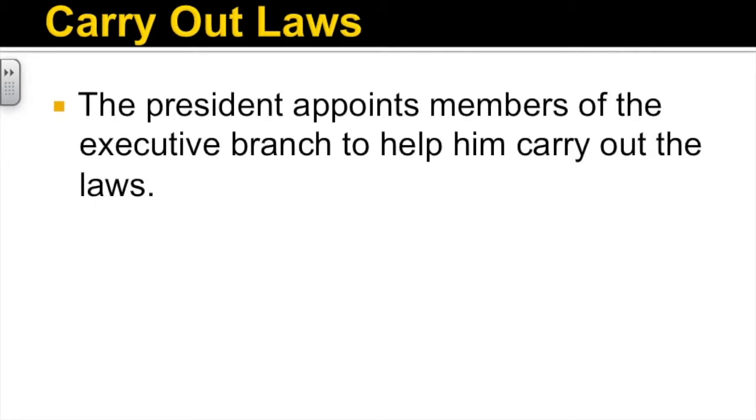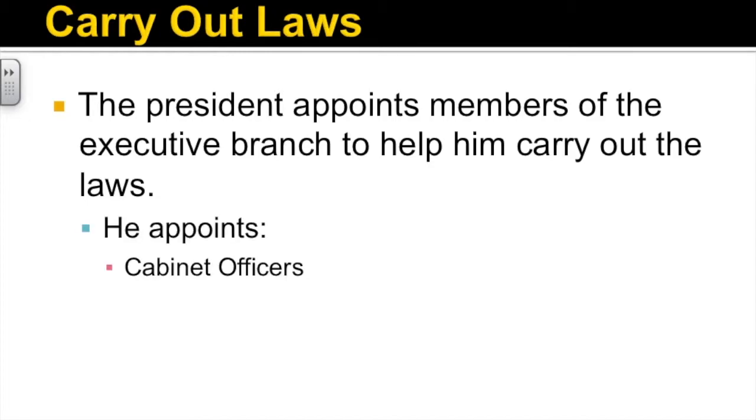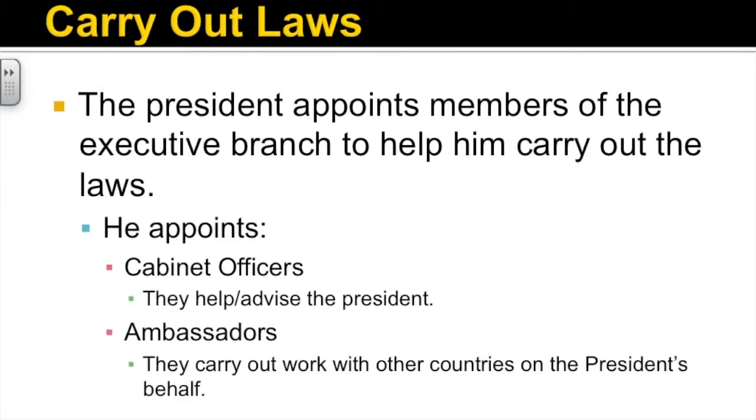He also appoints officials to help carry out the laws. He appoints members of the executive branch to help him carry out the laws. These are people like cabinet officers, which help and advise the president, and ambassadors, who work on the president's behalf in other countries.